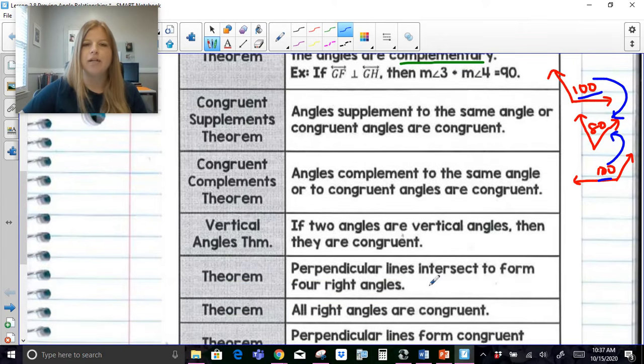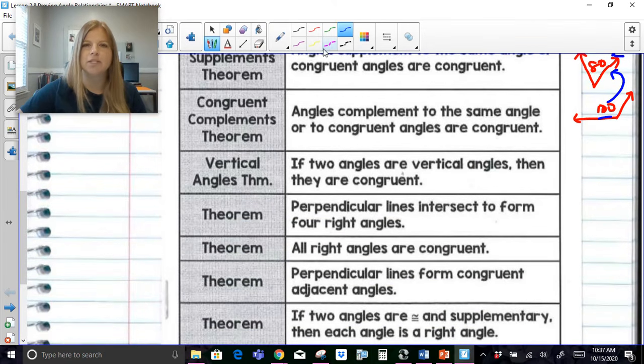Vertical angles theorem. We previously talked about vertical angles. Vertical angles are created by two intersecting lines, and the vertical angles are the angles that are directly opposite each other. They are congruent. It says if two angles are vertical angles, then they are congruent. That's officially now in our notes as a theorem. It's called vertical angles theorem. And we're going to definitely be using that.